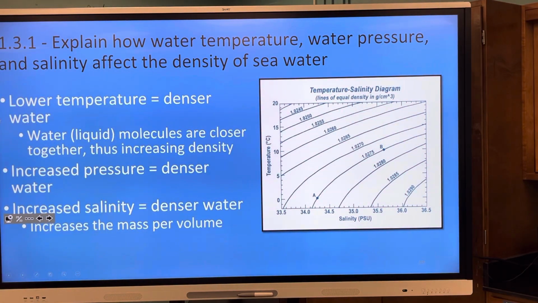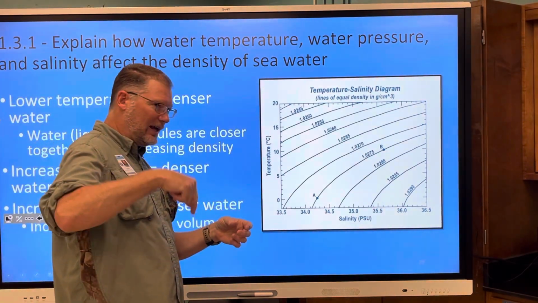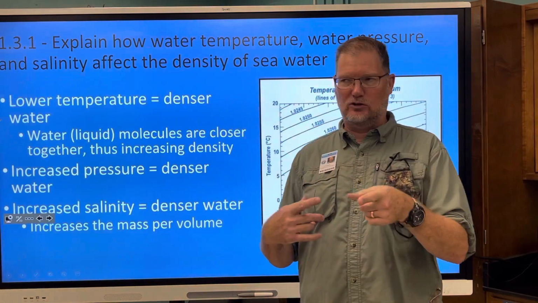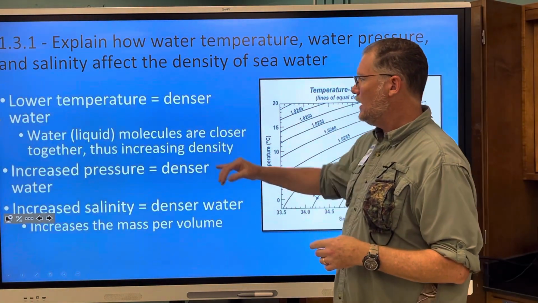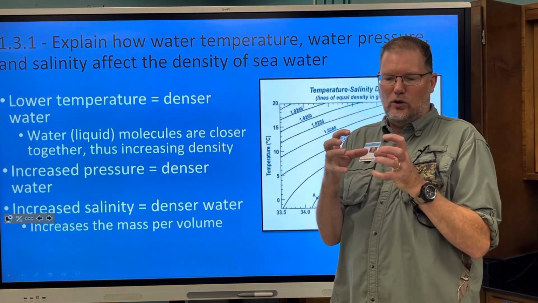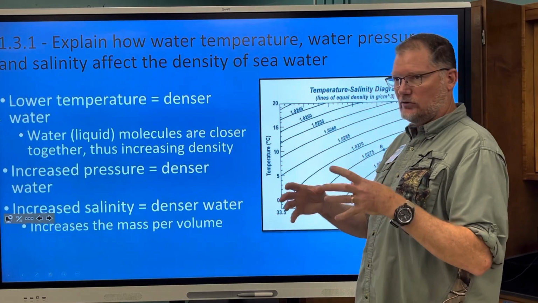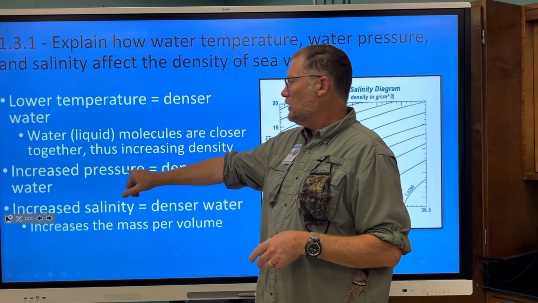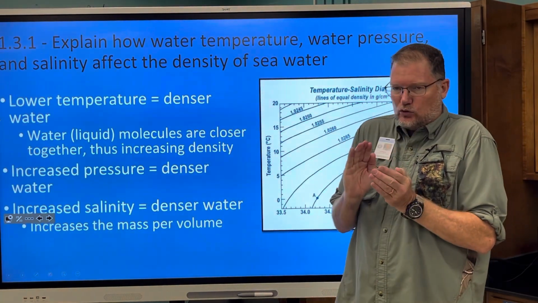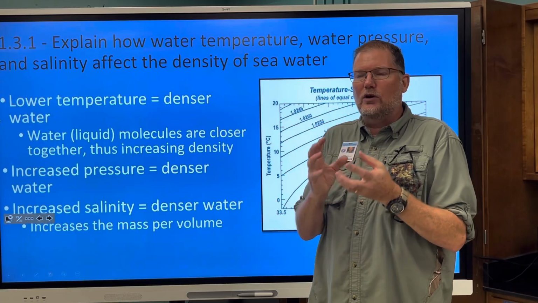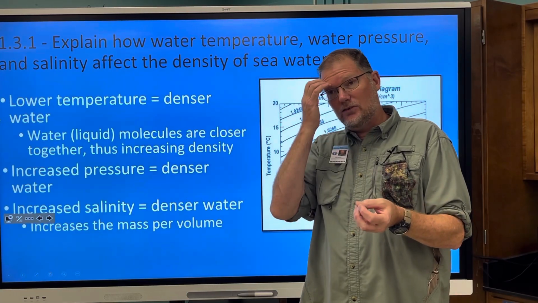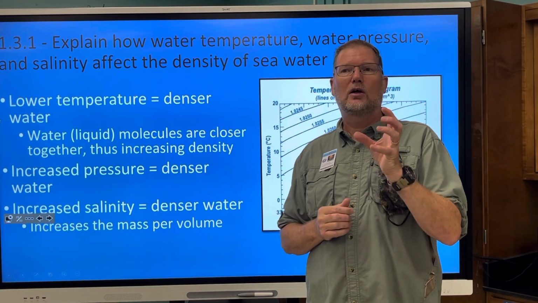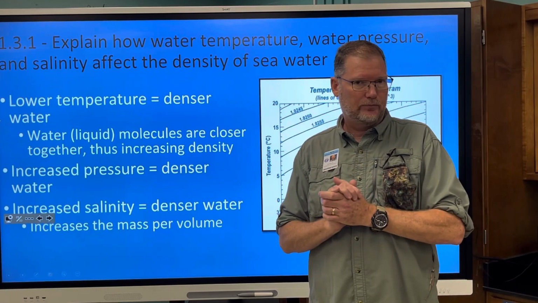Explain how water temperature, water pressure, and salinity affect the density of seawater again. So lower temperature equals denser water. Cold water will sink, just like cold air sinks. We mentioned this last time. And the liquid molecules are closer together, so they're denser, and they're going to sink. Just like warm and cold air. Cold air sinks and warm air rises. Increased pressure, you're going to get denser water. Because you're squeezing the particles closer together, they're going to become more dense. Remember, density is the measure of how close atoms and molecules are to each other.